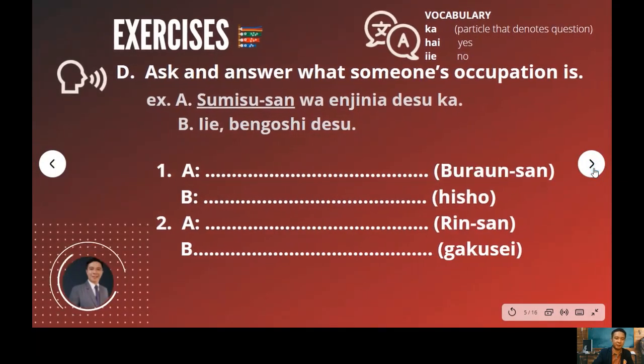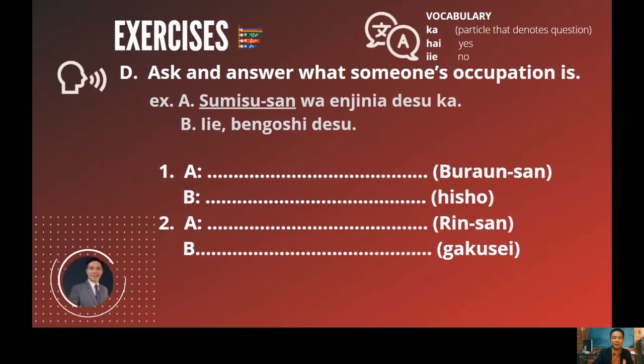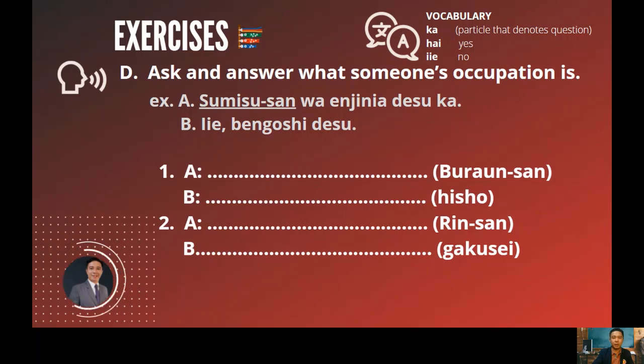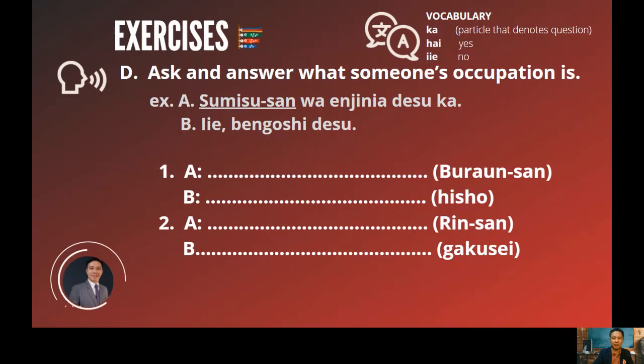Let's take exercise D. Ask and answer what someone's occupation is, as in this example. For letter A, Sumisu-san wa engineer desu ka? Again, using ka, a particle that denotes question. At this time, we are going to negate our answers, or make them negative, by using iie, or no. Is Mr. Smith an engineer? No, he is a lawyer. Sumisu-san wa engineer desu ka? Iie, bengoshi desu.